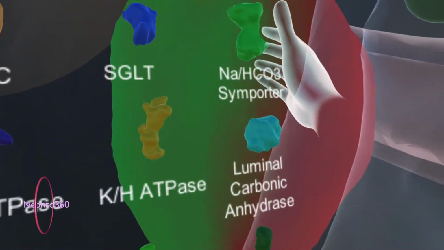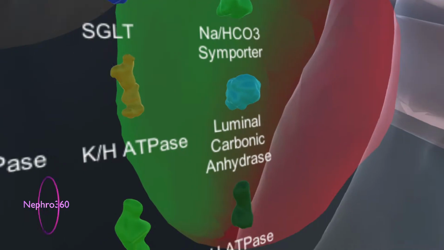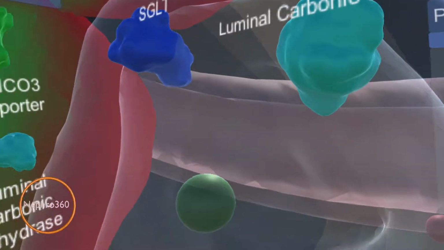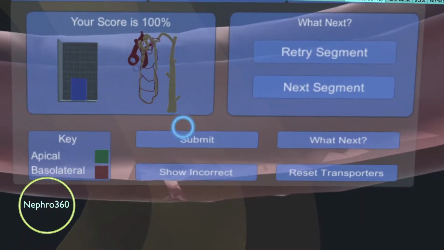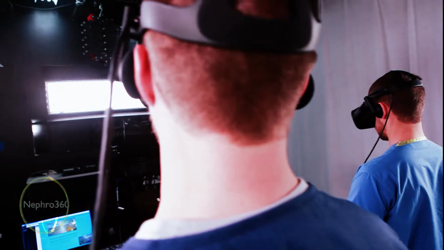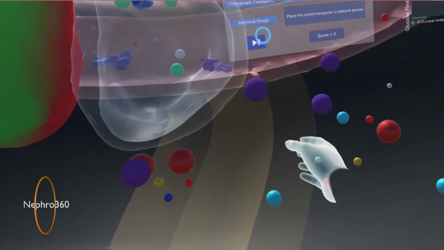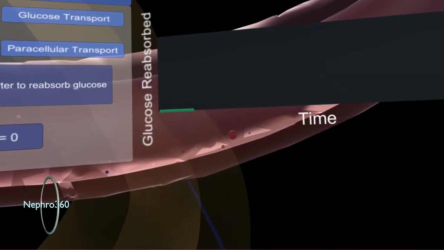They will be asked to place the correct transporters on the apical and basolateral surfaces of the cell. Students are required to achieve a passing score, at which point they will begin to build upon their knowledge of molecular anatomy with physiology. Urine flow is added to stimulate ion reabsorption in the proximal convoluted tubule.